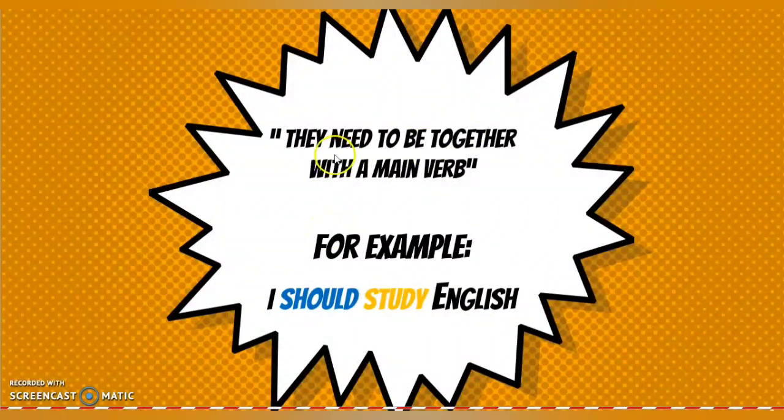Aquí dice, they need to be together with a main verb. Necesitan estar junto a un verbo principal. For example, I should study English. Yo debería estudiar inglés. In this case, the main verb is study and the modal verb is should. Como se dan cuenta, el verbo modal should está funcionando como un auxiliar. El verbo principal es study. Así que un verbo modal lo que hace es ser un auxiliar de un verbo principal. En este caso el verbo should es el verbo modal y el verbo study el verbo principal.